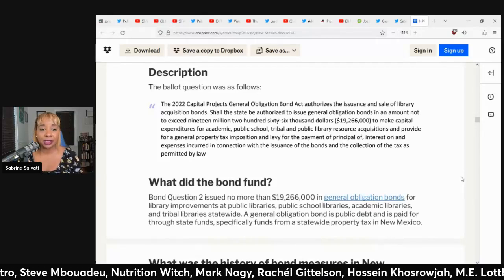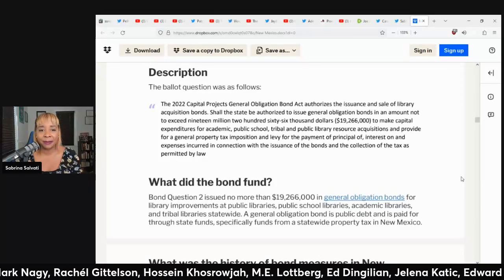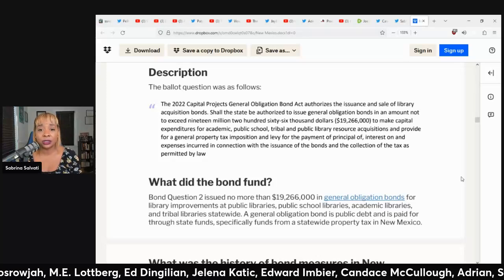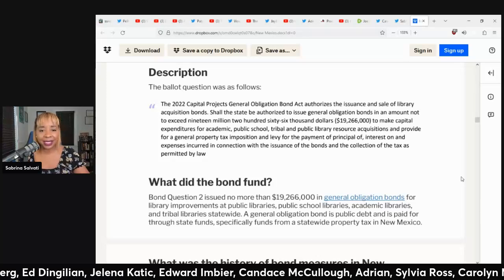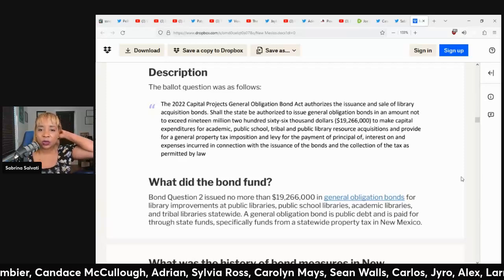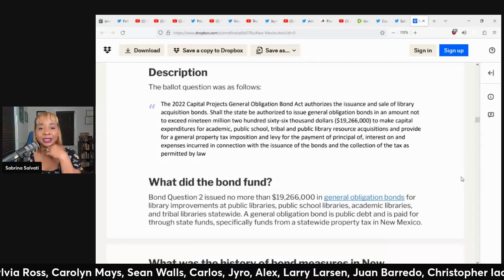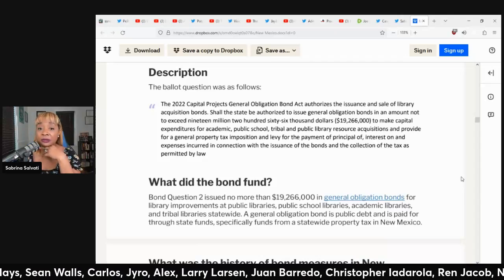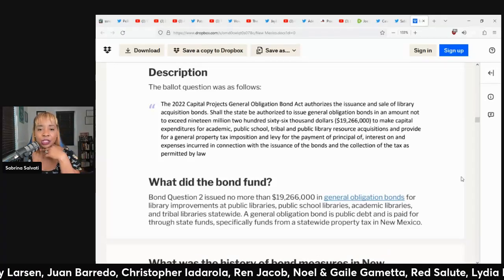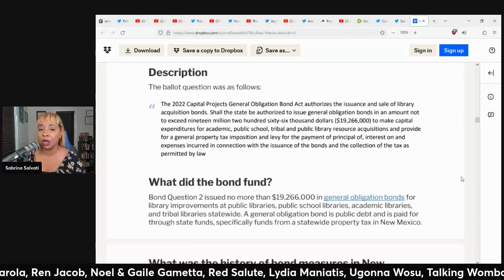He goes on to say the 2022 Capital Projects General Obligation Bond Act authorizes the issuance and sale of library acquisition bonds. Shall the state be authorized to issue general obligation bonds in an amount not to exceed $19,260,000 to make capital expenditures for academic, public school, tribal, and public library resource acquisitions, and provide for a general property tax imposition and levy for the payment of principal of interest on and expenses incurred in connection with the issuance of the bonds and the collection of the tax as permitted by law.